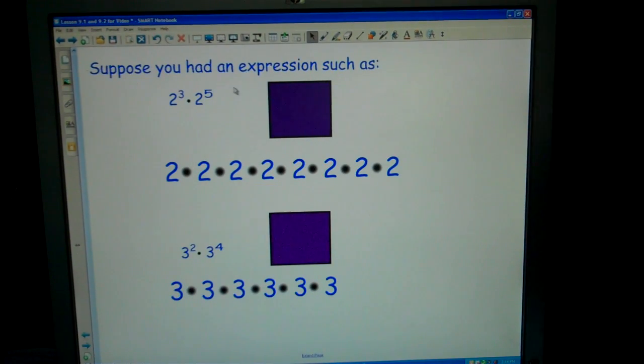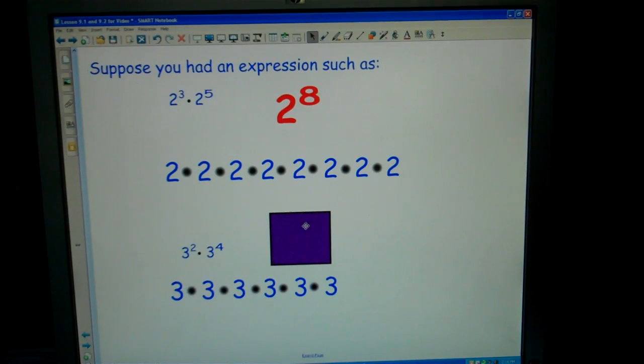Here we go. Now we're getting into the last bullet. This is the meat of all of it. Suppose you have an expression such as 2 to the third times 2 to the fifth. That means I have to write 2 3 times, and then I have to write 2 to the fifth 5 times. 1, 2, 3, 4, 5. Well, I don't know about you, but there has got to be an easier way to write that. How many 2's did I write?